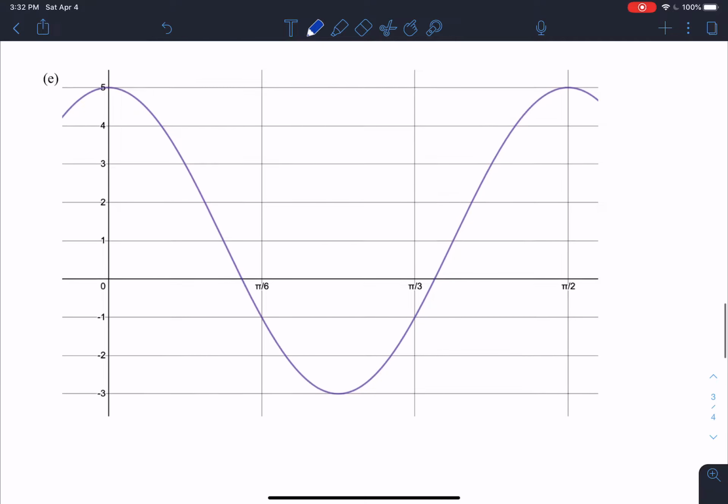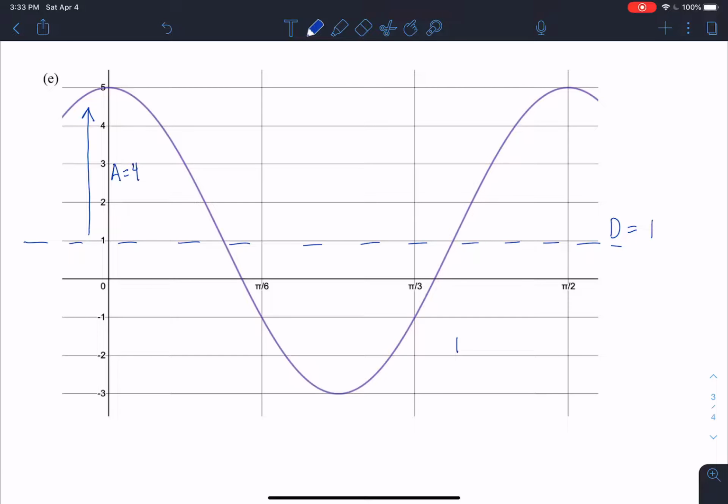And then your last one. The lowest value is negative 3. The highest value would be 5. So the middle of that is going to be positive 1. You're going to go 4 higher and 4 lower. So the axis is there at 1, and then the amplitude is 4.